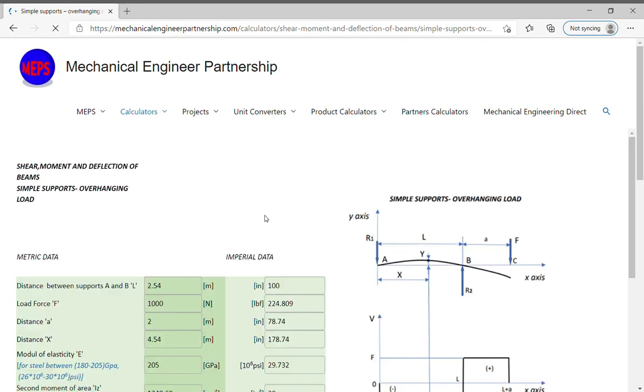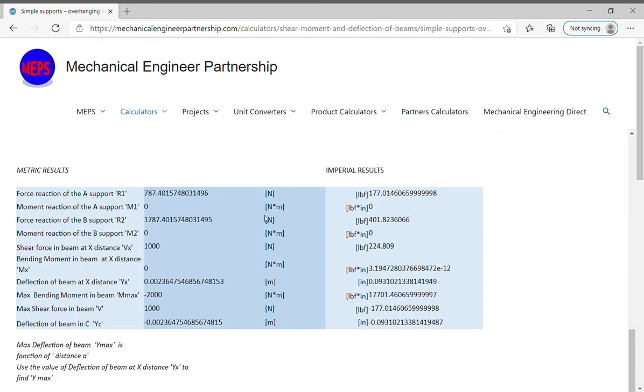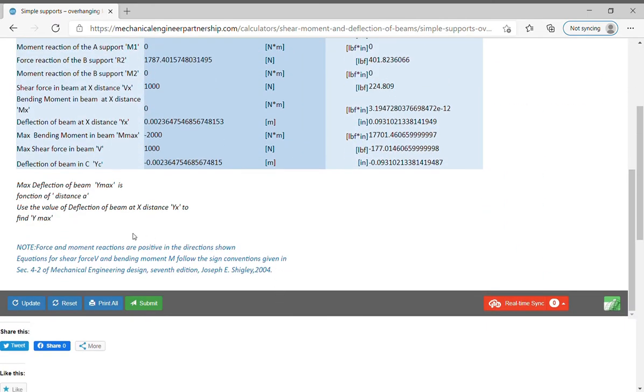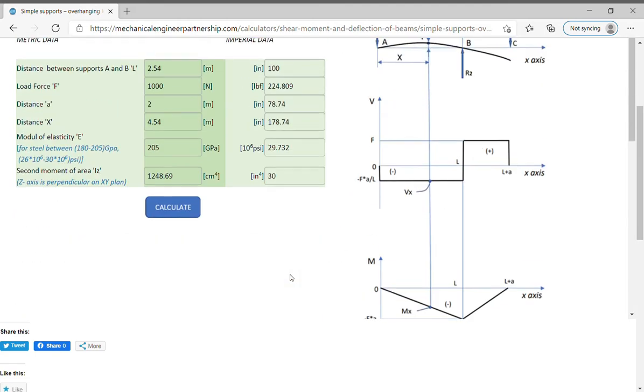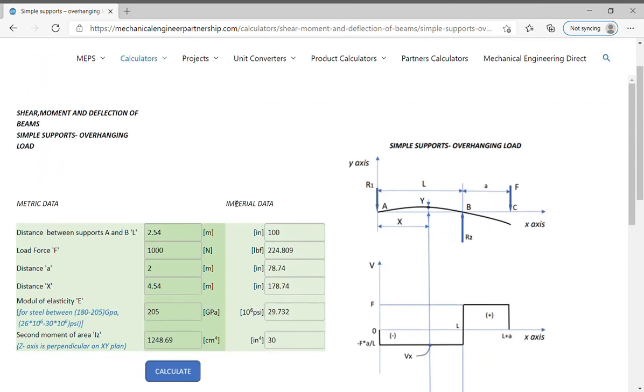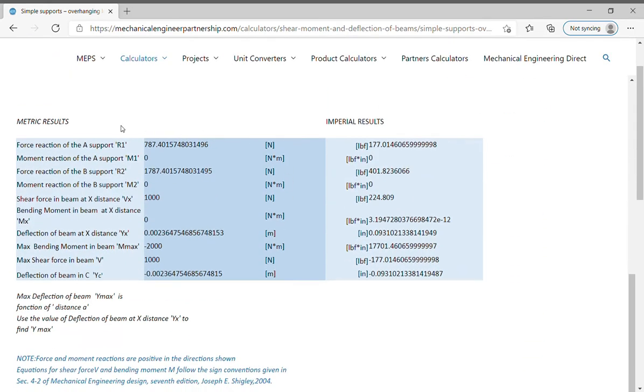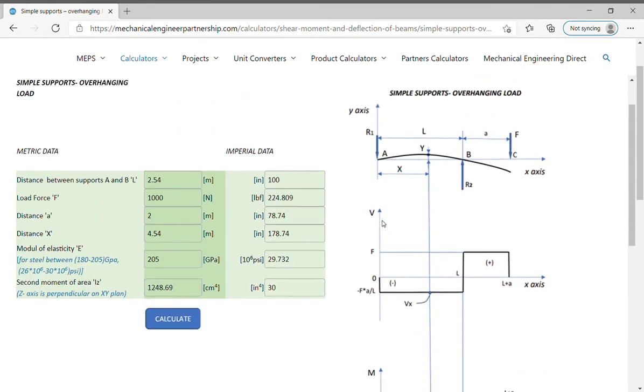overhanging load unit. All studies, materials, and formulas used in these calculation sheets are in reference with Mechanical Engineering Design, Book 7th edition, by Joseph E. Shigley 2004. On the left side is data, metric and imperial units, and in blue color, we obtain the results in metric units respectively imperial units.